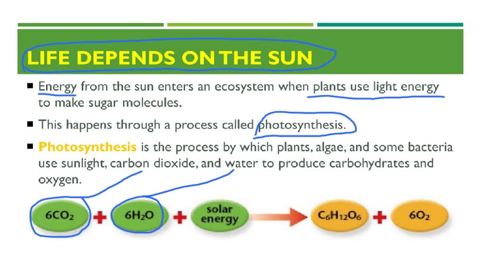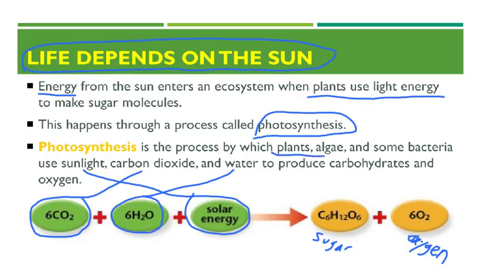water, and solar light or sun energy being used to make some kind of carbohydrate or sugar and oxygen. All right, and that is photosynthesis, and it's done mostly by plants, algae, and some bacteria. All right, and this makes the sugar molecules. It takes light energy and stores it into sugar molecules.